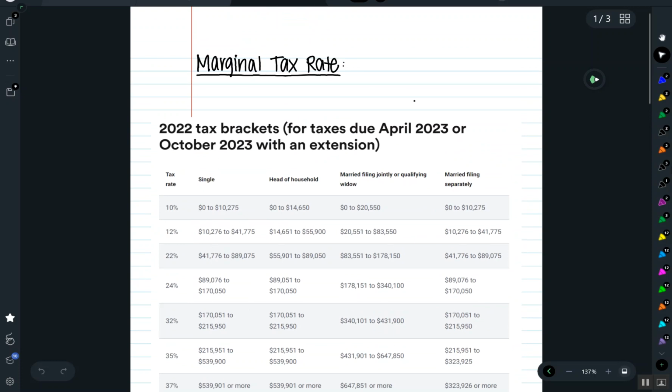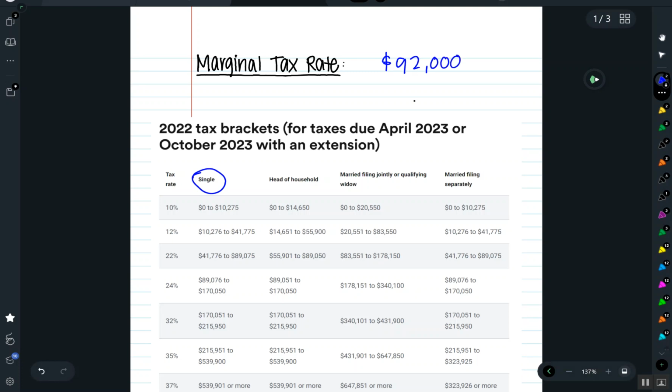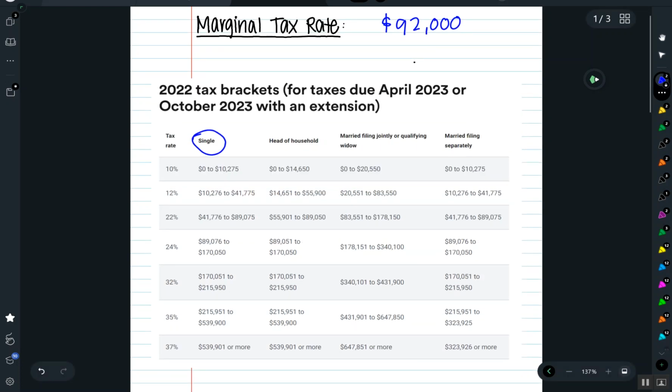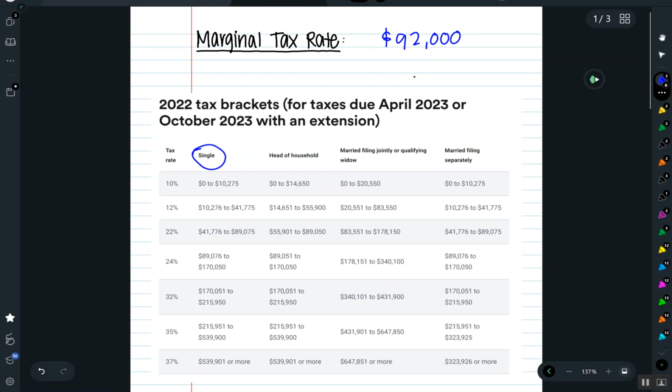So marginal tax rate, essentially what's happening with marginal tax rate, let's do an example. Let's say that you make, as a single person, we'll just do single, $92,000 in a year. Okay, so how is your tax rate determined? Well, first of all, your marginal tax rate is the highest bracket you're in. So if you look at the brackets, you're in this bracket. So that 24% is your marginal tax rate, but that's not what you're paying on all $92,000.